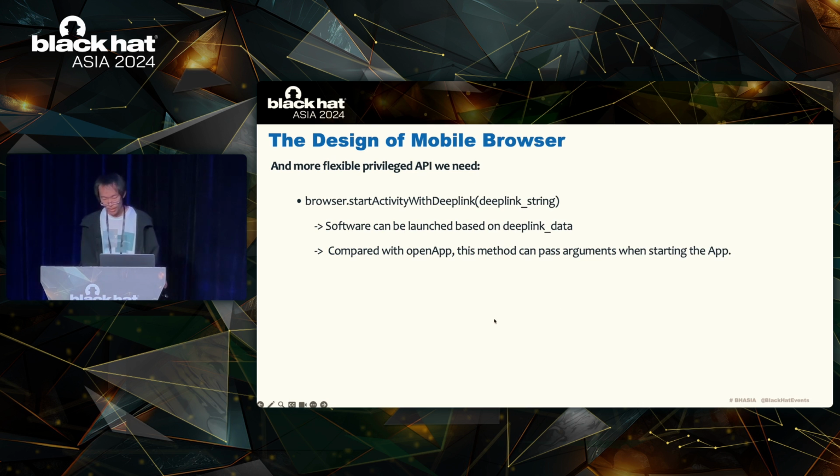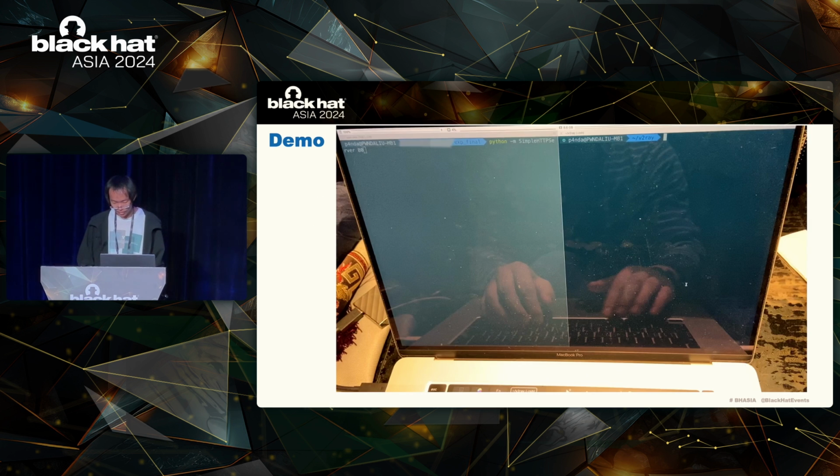In order to start an app with a deep link, we need a more powerful privileged application interface, and we found an interface like this: Browser.startActivity with deep link. Compared with the interface openApp, this method can pass the parameter and is more flexible. We can use it to launch the terminal app and transfer data to a reverse shell. Let's watch a video.